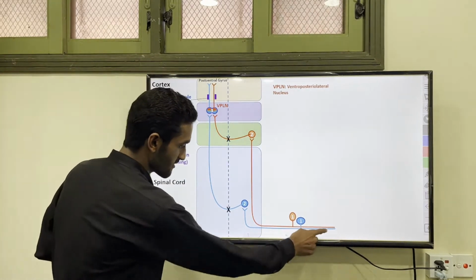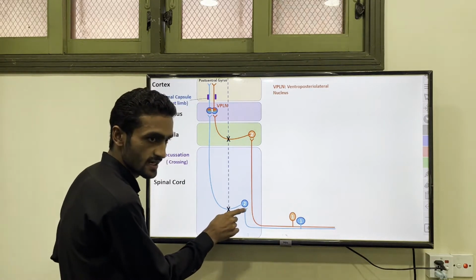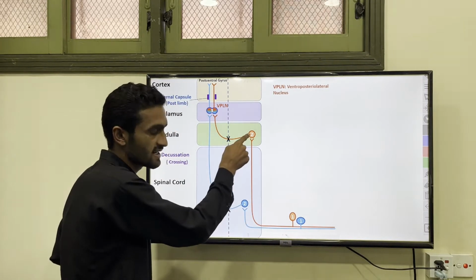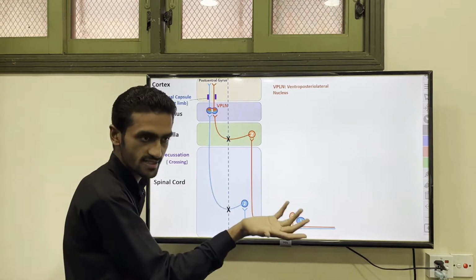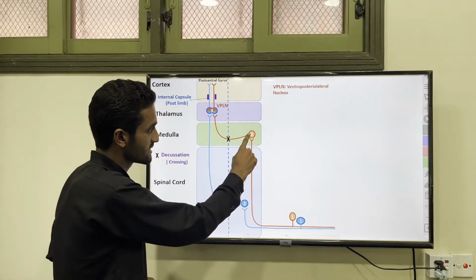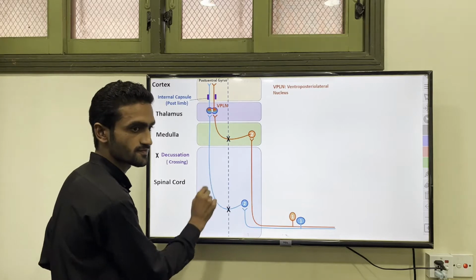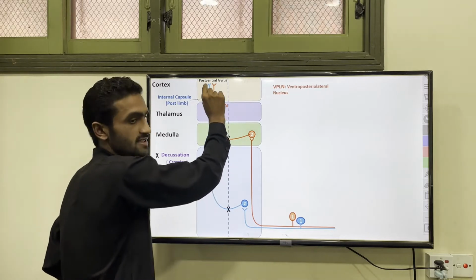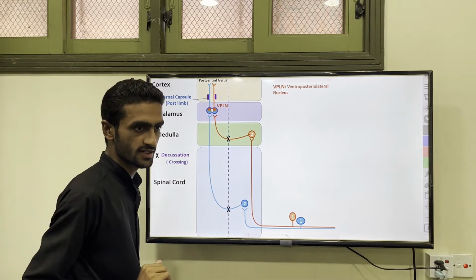Can you see this is our first order neuron? It may end in the spinal cord, it may end in the medulla, depending upon the second nucleus. The second is coming from here, all right? And the third is coming right here. Are you clear?